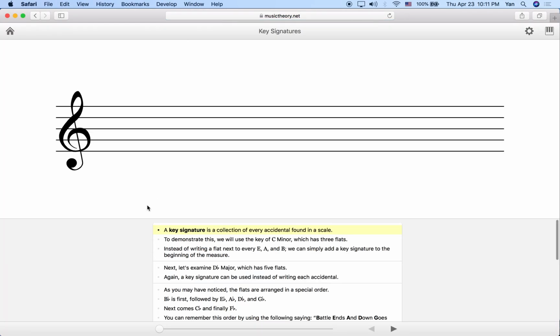So, a key signature is just a collection of every accidental found in a scale. Basically, we're going to take all the accidentals that are needed to make major or minor scales, and put them together at the beginning of the staff. So we're going to go through some examples to see what that means.